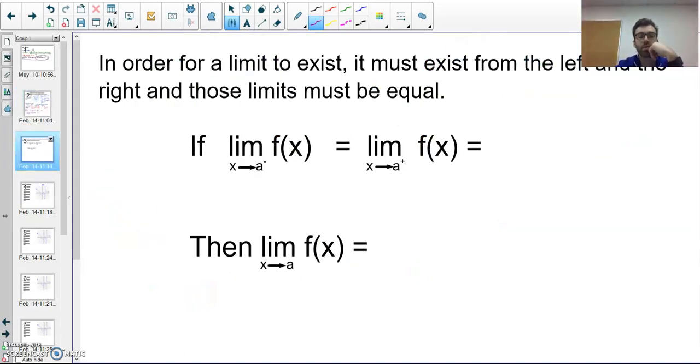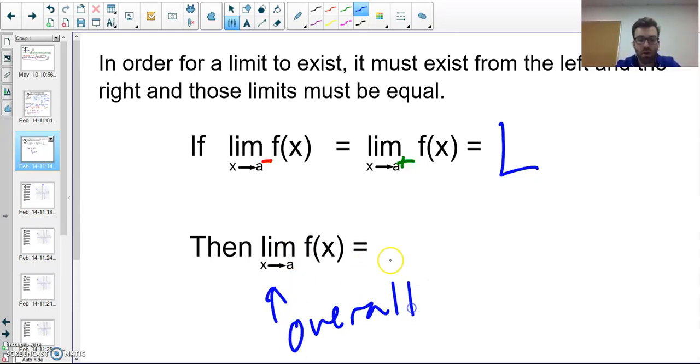Okay, so in order for a limit to exist, it must exist from the left and the right, and those limits must be the same. So what that means is my left-hand limit, remember this one with a little negative is from the left, and this one with a little positive means from the right, and they must be equal. Let's say they both equal the same limit, L. If they both equal some limit L, then the overall limit of f of x at that constant will be L. These will be the same.